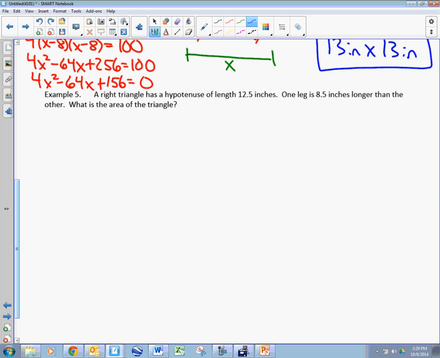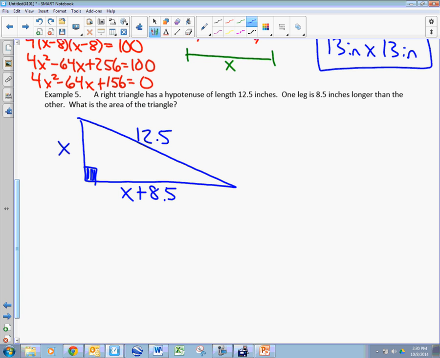Right triangle, hypotenuse, length 12.5. Draw my right triangle. And it says one leg is 8.5 inches longer than the other. What's the area? If I want to know the area, I have to find the length of the legs. Yeah, exactly. So give me an expression that relates, 8.5 units longer. Good. X and x plus 8.5. What's a formula that relates all those together? A squared plus b squared equals c squared. We will use the area formula later. But right now we turn to good old Pythagoras, and he says x squared plus x plus 8.5 squared is equal to 12.5 squared.